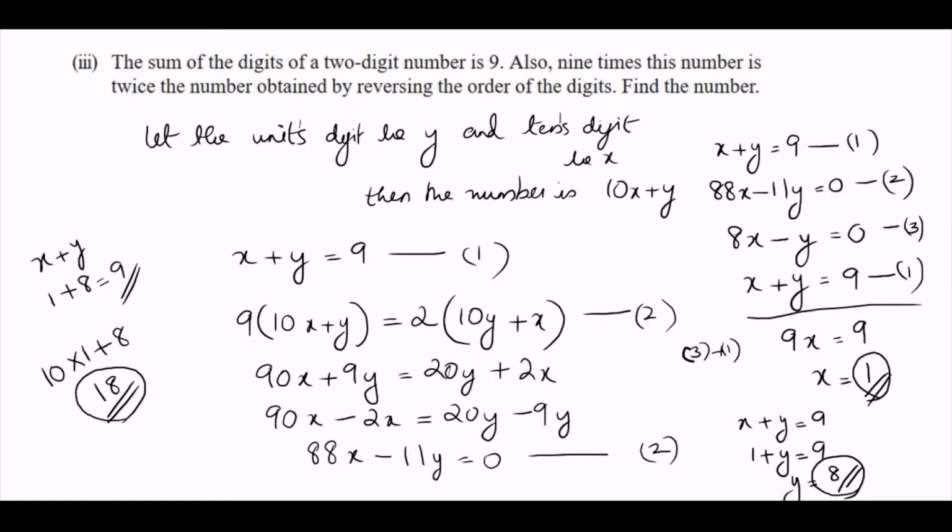Now it's given in the second part of the question that 9 times this number is twice the number obtained by reversing the order of the digits. So 9 times 18 is 162. So let's do twice the number obtained by reversing the digits. When you reverse the digits, it becomes 81. So twice the reversed number, that is 2 into 81, you will get 162. So our two-digit number is 18.